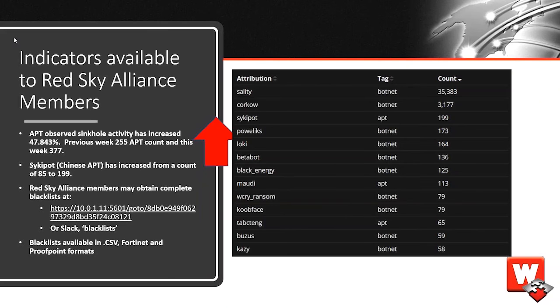So next up, we have the APT and botnet indicators collected last week. We had 377 unique APT indicators in the past 7 days. This is up almost 47% from last Monday. You can use your two-factor authentication to log into CTAC and download the APT indicators discussed today. And please contact us on Slack or via email if you need assistance with this.